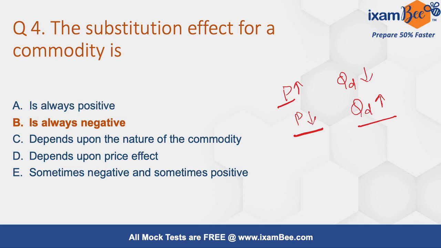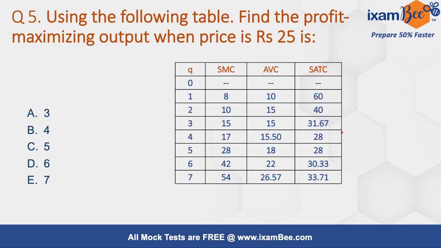Substitution effect is also known as the negative relationship between quantity demanded and price. It represents the relationship between quantity demanded and price. So, therefore, the substitution effect is always negative. You should remember it, that the substitution effect is always negative, because most of the time students get confused in this concept about whether the substitution effect is positive or negative. So, the right answer is that it is always negative. Let's see question number 5.